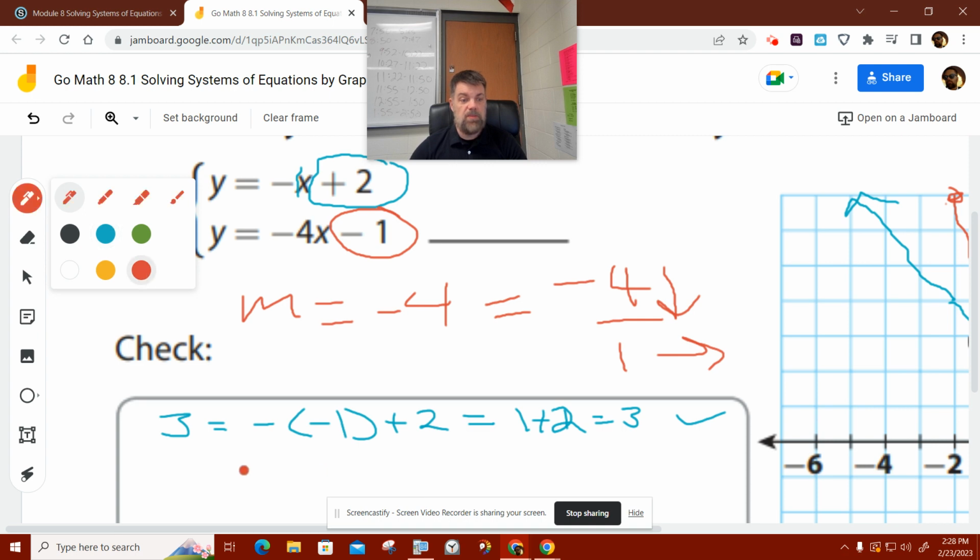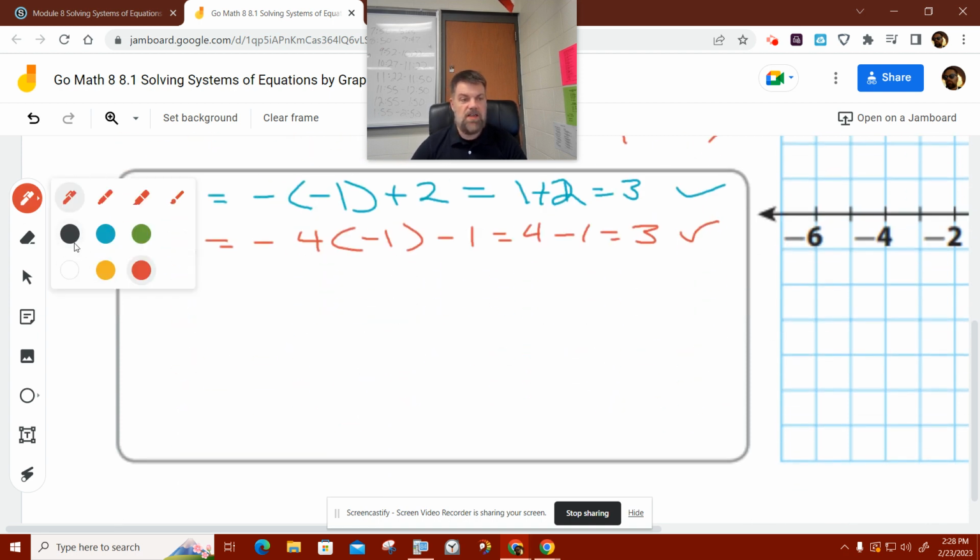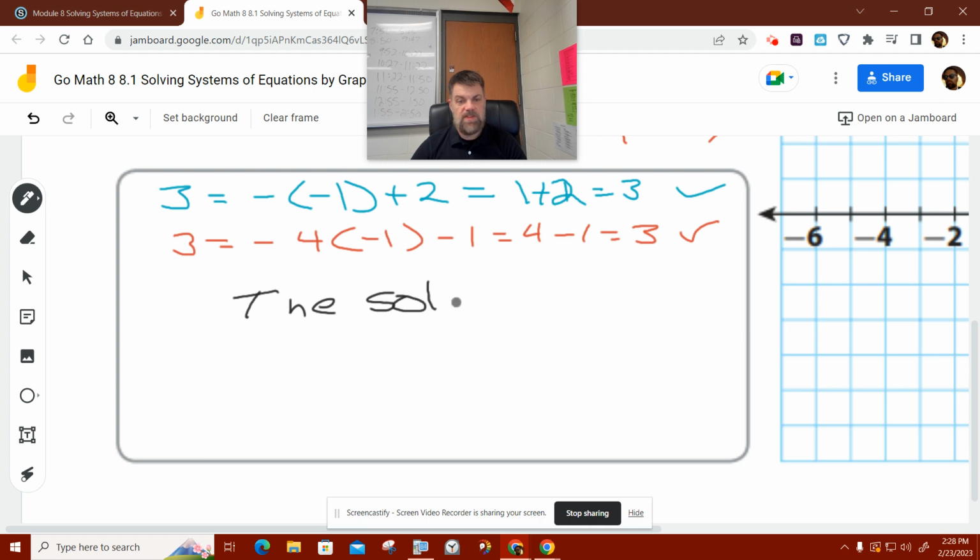Let's try the other one. We're going to plug in 3 for y, and then we're going to plug in -1 for x. -4 times -1 is +4. 4 minus 1 is equal to 3. That one checks out. So yeah, so then what we would say is that our solution is -1, 3. My handwriting is horrible. It's really difficult to write with this thing. Okay.